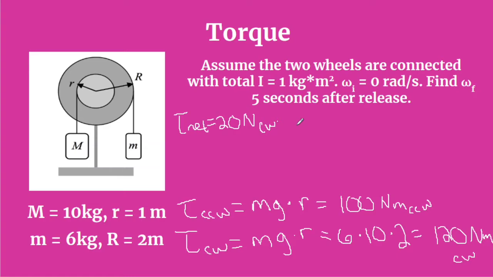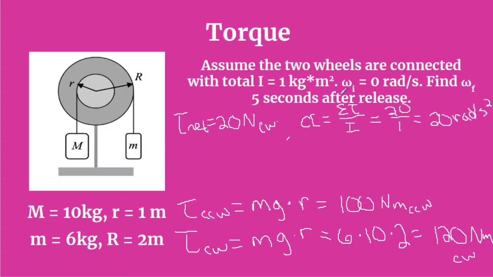Now that we have the net torque, we have the rotational inertia, we can find what the angular acceleration is. So alpha equals the net torque over the rotational inertia, which is equal to 20 over 1, which equals 20 radians per second squared.